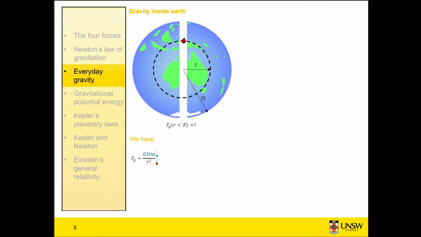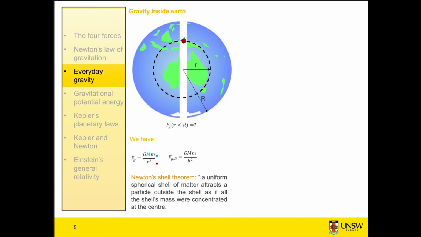The second piece of information that we have is that the force due to gravity at a radius of capital R, at the surface of the Earth, is equal to GMm on R squared. And the third piece of information that we have is Newton's shell theorem. What we want is an expression for the force due to gravity as a function of the radius from the centre of the Earth. So by Newton's shell theorem, we know that the mass that the apple will see is the mass of the sphere with a radius of little r.